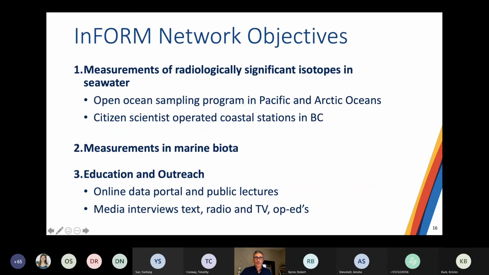So what do we do? Well, we measure the concentration of these isotopes in seawater because ultimately that impacts how much makes it into the base of the marine food web and to higher trophic levels. And we did that both using traditional oceanographic sampling platforms, big ships out in the Pacific and the Arctic, but we also recruited a network of citizen scientists who would collect the sample every month and send it to the lab for analysis. We measured and looked for levels of contaminants in the marine biota, and then we brought that information to the public, writing op-eds, doing interviews, TV, and posting the data more or less in real time as we generated it.